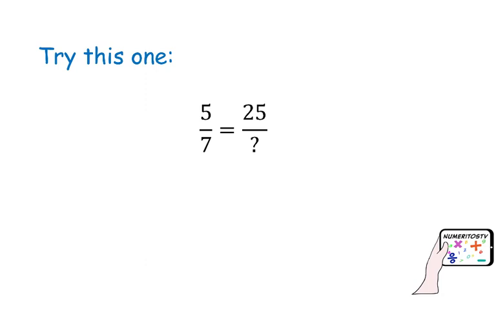Try to do this one on your own. 5/7, find an equivalent fraction, but now the numerator of the other fraction is 25. Find the missing value. Pause this video, try it on your notebook, and then come and click play to see the solution.